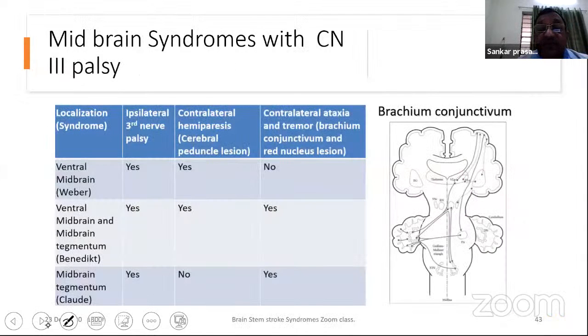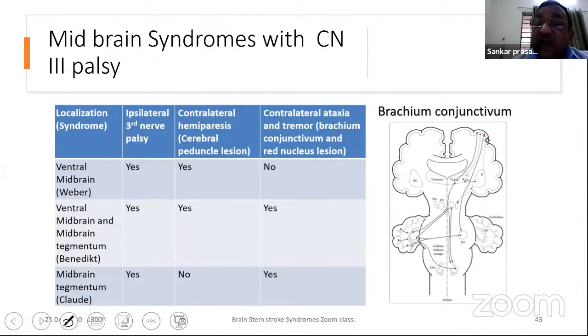So this is the summary of these syndromes: ventral midbrain, Weber's; ventral midbrain and tegmentum, Benedict's; and midbrain tegmentum is Claude. What you have to remember is ipsilateral third nerve palsy, contralateral hemiparesis when cerebral peduncles are involved, contralateral ataxia and tremor when brachium conjunctivum and red nucleus are involved.